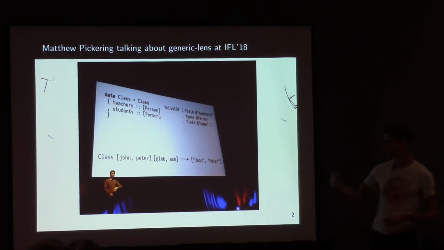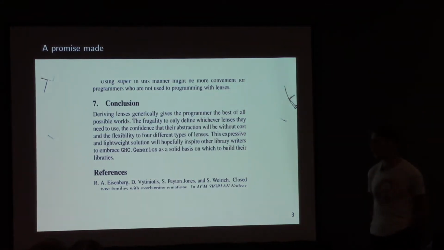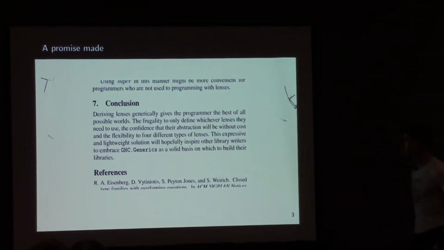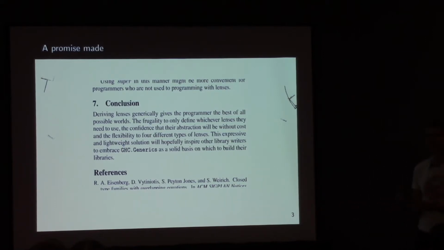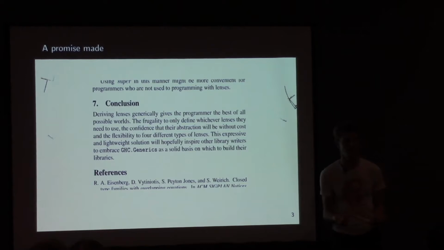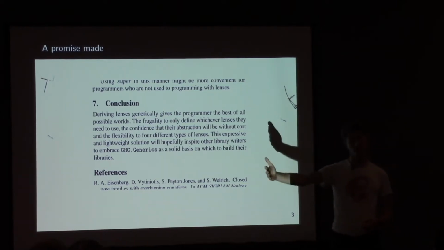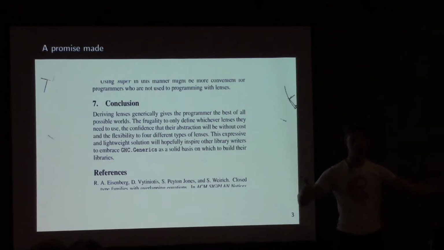But they not only had the talk, they also had the paper in the proceedings. And I looked at the paper, and in the conclusion they wrote that the author will have the confidence that the abstraction will be without cost. So they even dared to put it in the paper. And also in the paper they described how they came to the conclusion, and it's a very convincing argument. They wrote the manual version of the lens and the generic version of the lens, and they compiled both. And they asked GHC, please tell me what you think of this code after optimization. And they compared it, and they said, oh, that's the same.